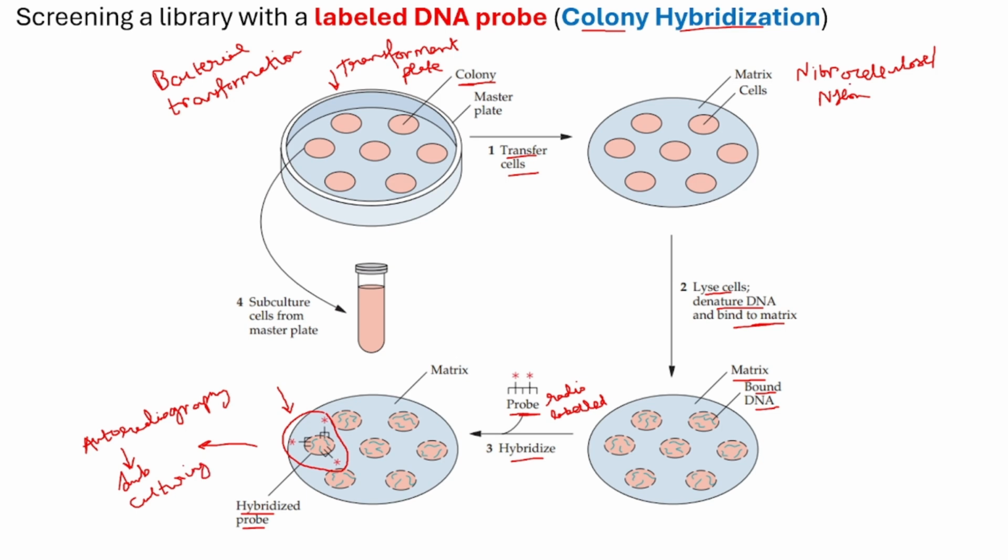This method is now actually obsolete. People don't use colony hybridization much except in some older labs. If you go to cancer biology labs or any lab which works on cell signaling pathways, if they're old labs, they will use these techniques. Otherwise, we have some modified versions and some kit-based methods. Generally, it is not used nowadays, but colony hybridization was one of the most common methods earlier, similar to colony PCR.